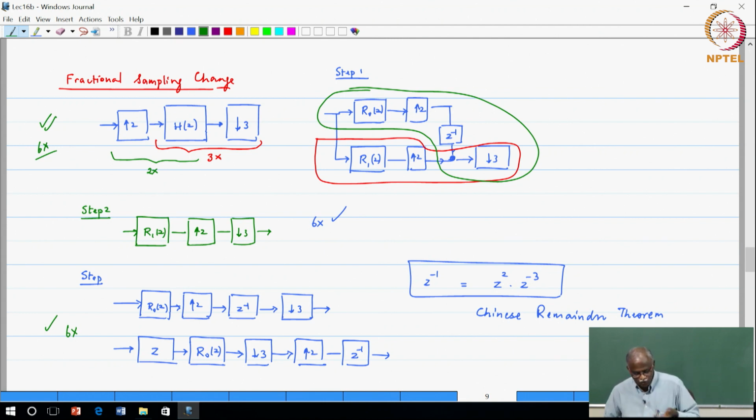Yes. So, do try it for three branches. I am sure it will be interesting to see. In fact, you can try that if you did the downsampling first. Then you can try it out. You will get z power 0, z power minus 1 and z power minus 2. You will get all the 3 terms.